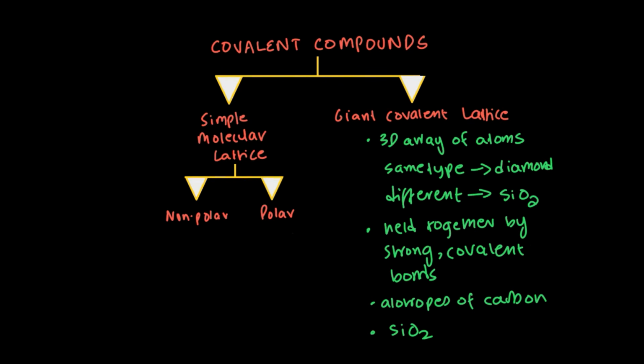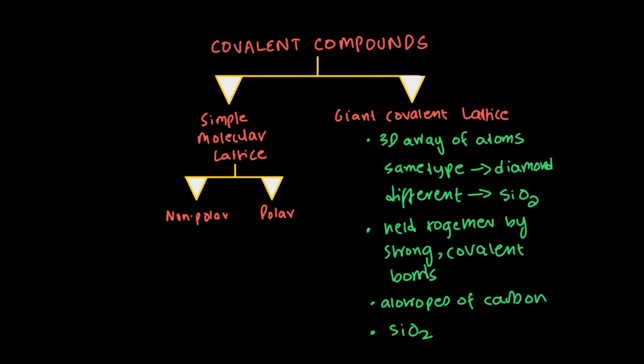So basically a giant covalent lattice consists of a 3D array of atoms, and these atoms can be of the same type, like in diamond, where you just have carbon atoms joined together. Or it can be different types of atoms, like silicon dioxide, where you have silicon and oxygen atoms. These are held together by strong covalent bonds. The main thing is that these bonds have to be strong and they have to be covalent. So these are two points that you need to remember.